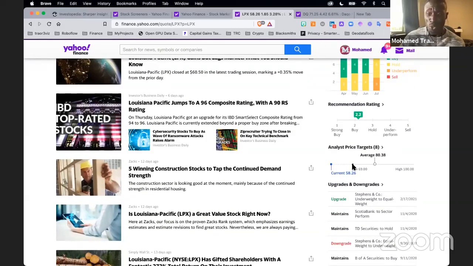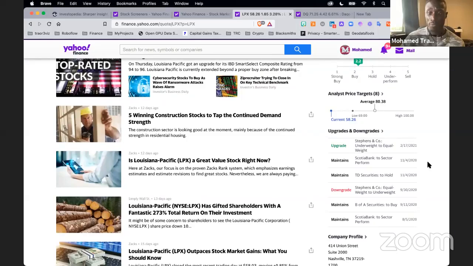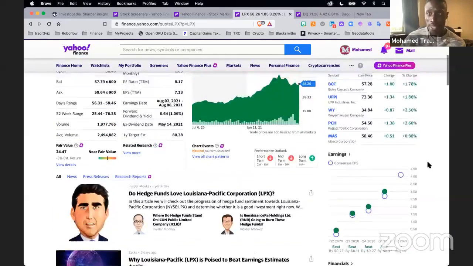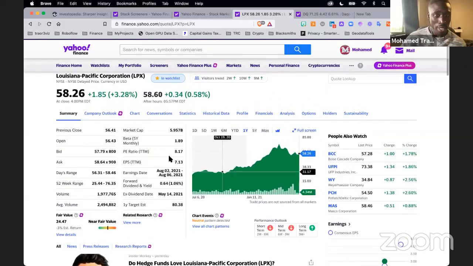Average price target, the low for the price target is 69. The high is 100, average 80. All right. Okay. So people are really starting to like this one, huh? Next, I'm going to go ahead and look. All right. See the market cap on here, the beta. So that's just essentially how much volatility it has compared to the market as a whole. Earnings per share trailing, TTM is trailing 12 months.